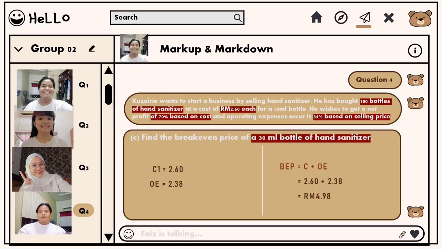Question 4C. Find the break-even price of a 30 milliliter bottle of hand sanitizer. The given cost for one equals RM2.60. Operating expenses equals RM2.38. So we are going to search for the BEP, break-even price. The formula is BEP equals C plus OE. Break-even price equals cost plus operating expenses. Cost is RM2.60 plus operating expenses RM2.38. The answer is RM4.98.